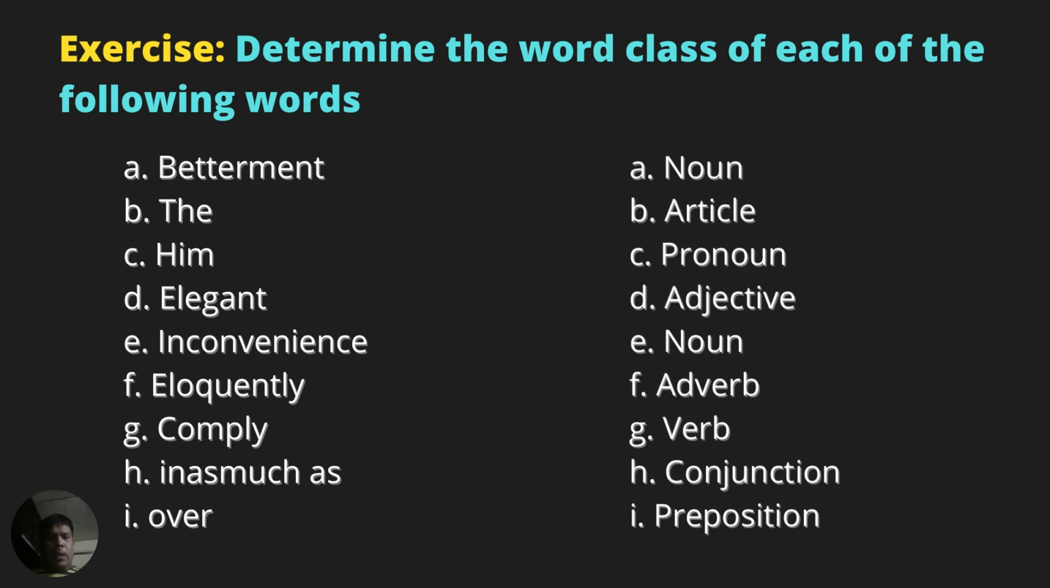The next, "eloquently." Eloquently is an adverb, and adverb is also a content word. The next one is "comply." Comply is a verb. Comply is a content word as well. "Inasmuch as" is a conjunction, and conjunction is categorized into function words. And the last one is "over." Over is a preposition. Preposition is categorized as a function word as well.